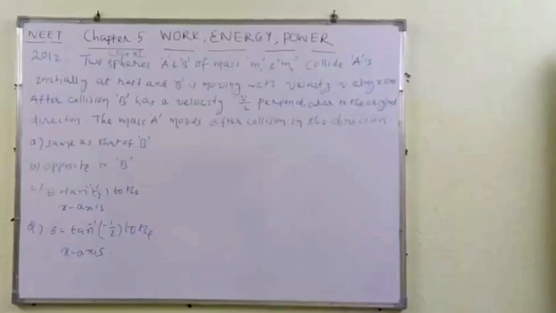Students, this question was asked in NEET 2012 from chapter 5 of class 11, that is from the chapter of work, energy and power. Two spheres A and B of mass m1 and m2 collide. A is initially at rest and B is moving with velocity v along the x-axis. After collision, B has a velocity v by 2 perpendicular to the original direction. In which direction does the mass A move after collision? We have to find out, students.